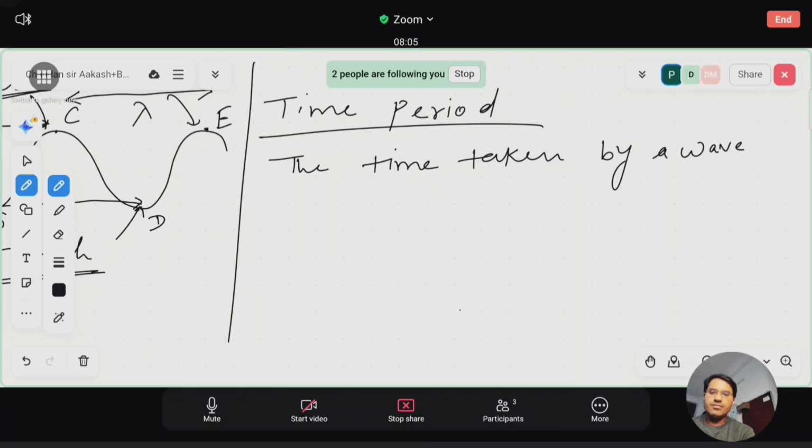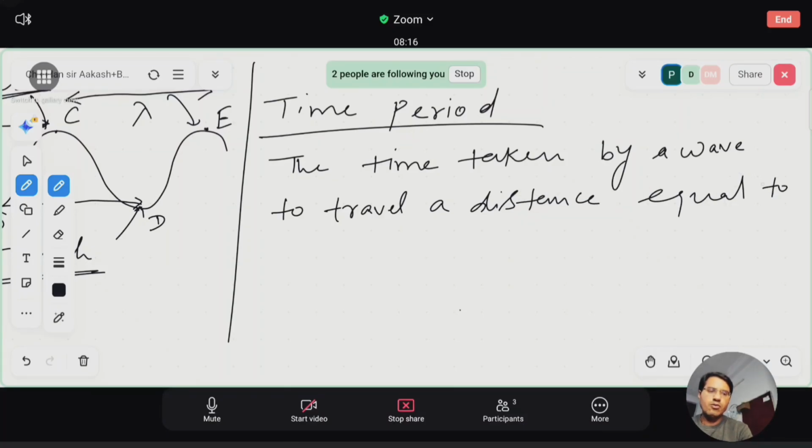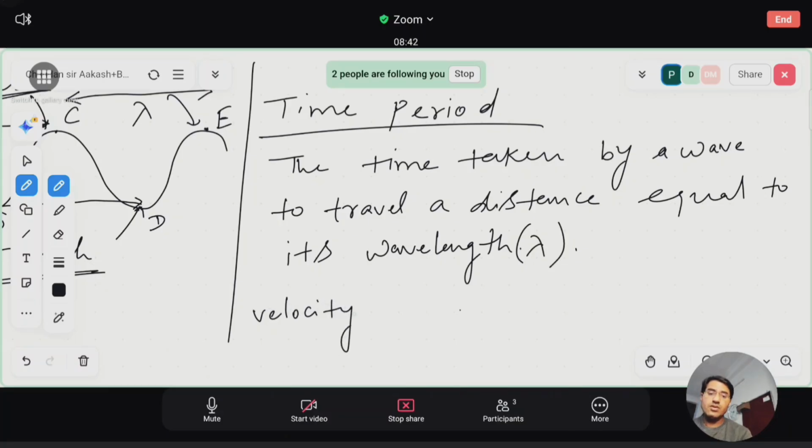So the time taken by the wave to travel a distance equal to its wavelength. Wavelength we have just understood. Wavelength is the distance between two consecutive troughs or two consecutive crests. So that lambda, that wavelength, in whatever time it travels, that is called time period. So now the velocity. What is velocity? Velocity is distance by time.